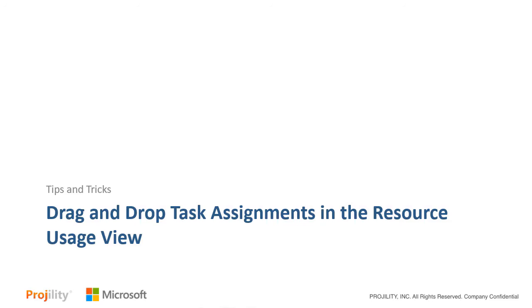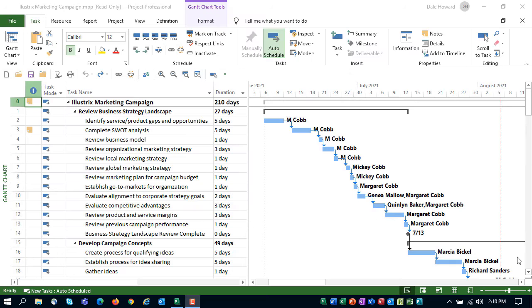In this second set of tips and tricks, we will show you how to drag and drop task assignments in the resource usage view. Let me give you a little background information about this project. I originally created this project by combining schedule sections that were created by me and by two of my fellow project managers. Because of this, one of the project team members is listed by three different names.